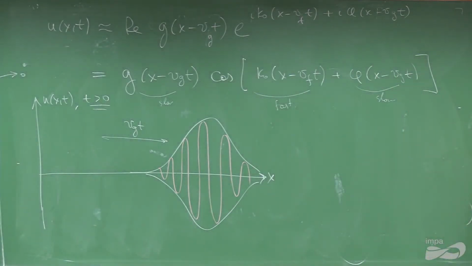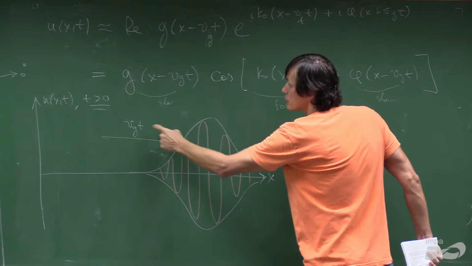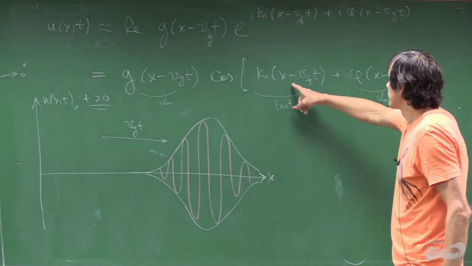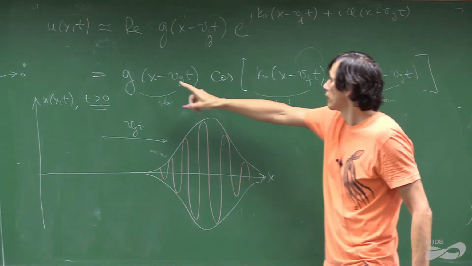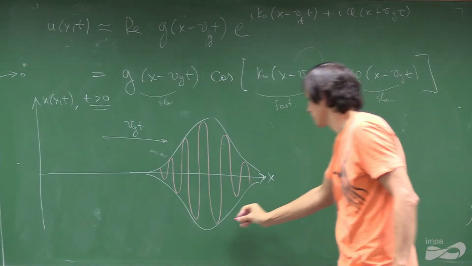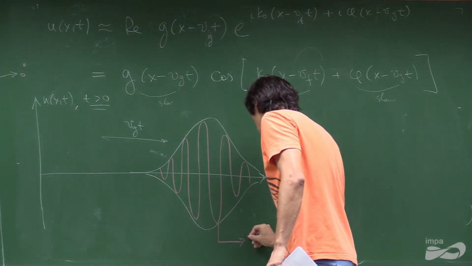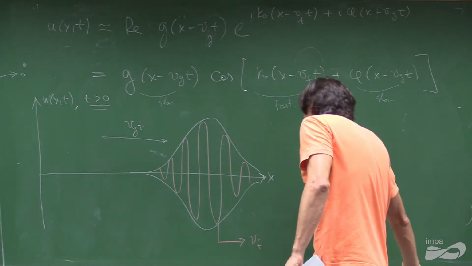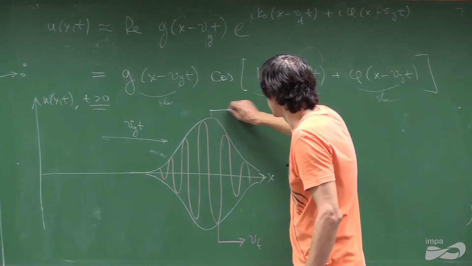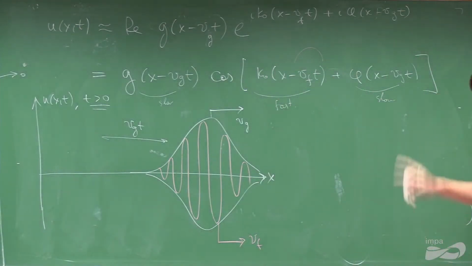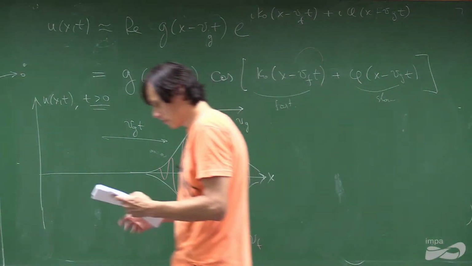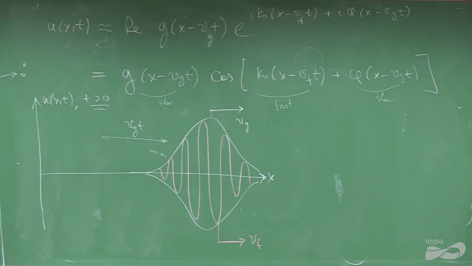So what you see is the envelope moving with the group speed, while the phases of the cosine move with the phase speed. So again, there are two speeds. The full envelope goes with group speed, but the phases go with the phase speed. So there are two speeds involved, and this is the graph, this is a simulation that we already saw on the video.